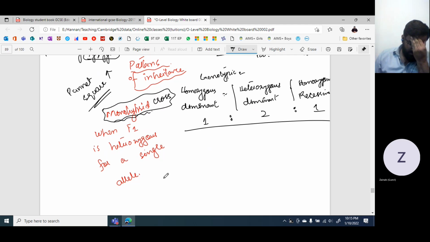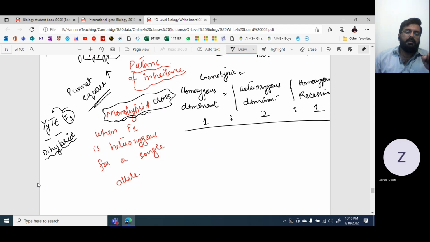And what was I going to mention? Yes, there are some other types of crosses. For example, if I mention capital Y small y, capital T small t. Now assume that this is F1, but there are two heterozygous combinations. One is this and one is this. This type of cross would be called a dihybrid cross, when the F1 is heterozygous for two alleles. When it is heterozygous for a single allele, it would be a monohybrid cross.